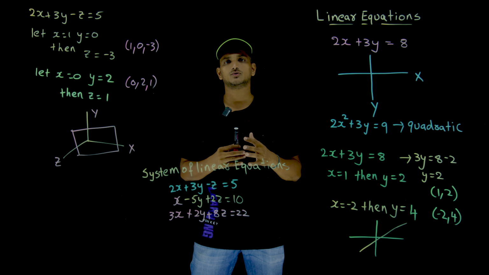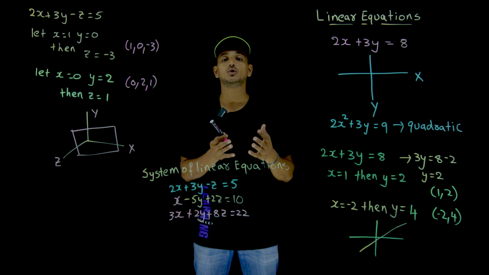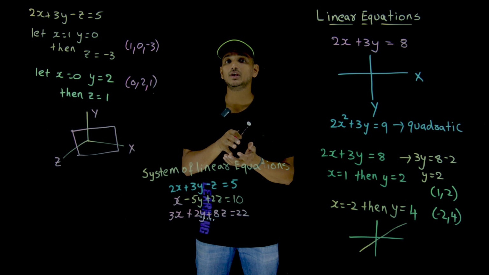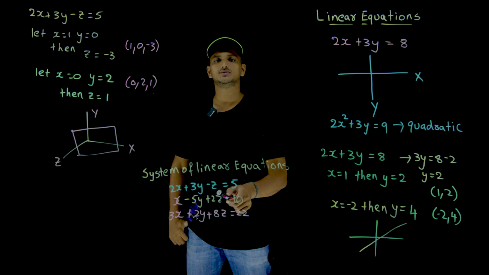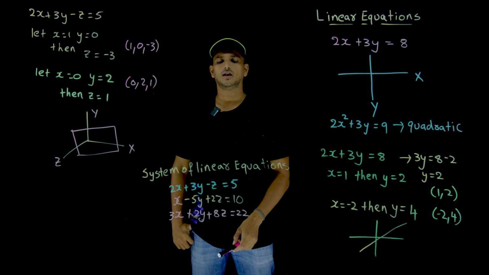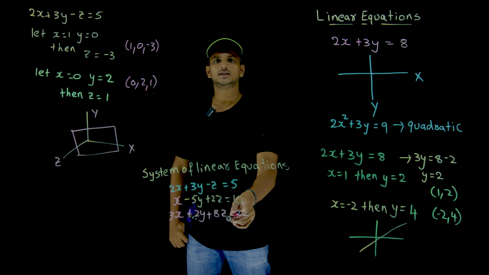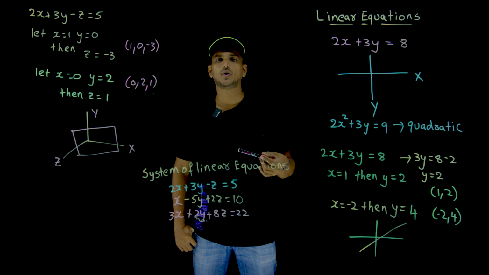Now coming to our actual subject, system of linear equations. You are provided with a set of linear equations: 2x plus 3y minus z is equal to 5. x minus 5y plus 2z is equal to 10. 3x plus 2y plus 8z is equal to 22. This is the set of equations provided.